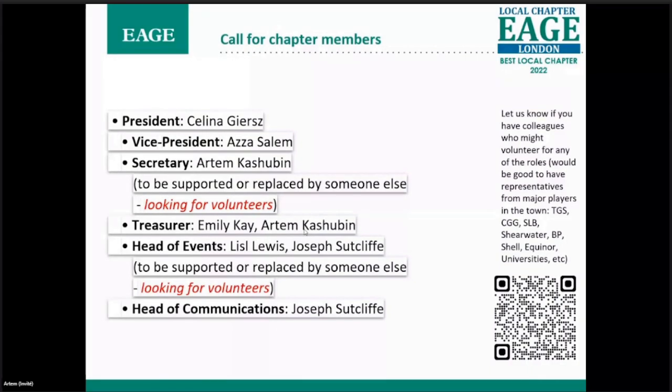Head of events, we have Liesl Lewis and Joseph Sutcliffe, and also because the more the merrier, we are always looking for volunteers and people who can get things done and who can arrange things on the technical side of things and on the fun side of things. Joseph is also doing communication duties for our chapter.